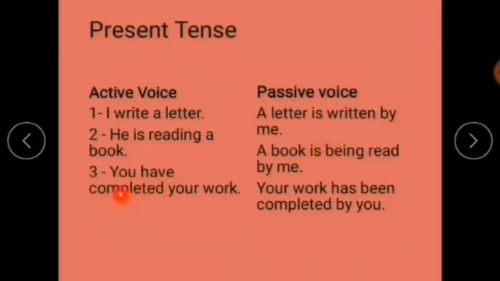Present perfect. You have completed your work. Your work has been completed by you. So here we must know that in present tense, we have present indefinite, present continuous, and present perfect. In passive voice, the passive auxiliary verbs are: simple present, is, am, are; present continuous, is, am, are, and being; present perfect, has, have, and been.